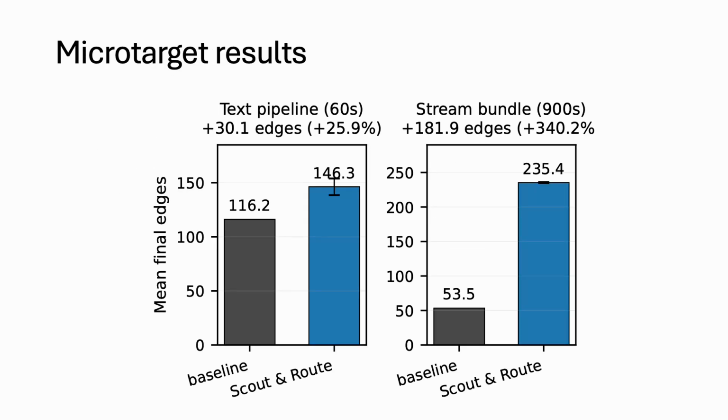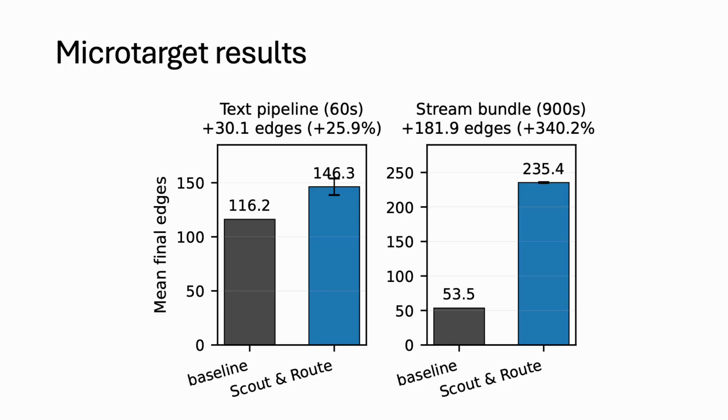So these were the results I got on the two micro benchmarks. You can see that in both cases, scout and route was able to increase the edge coverage. For stream bundle specifically, it was able to do so significantly over the baseline, and that was a really good result. But at least it shows that for these controlled targets, it can work, at least when the barrier shape matches what the routing step can actually repair.